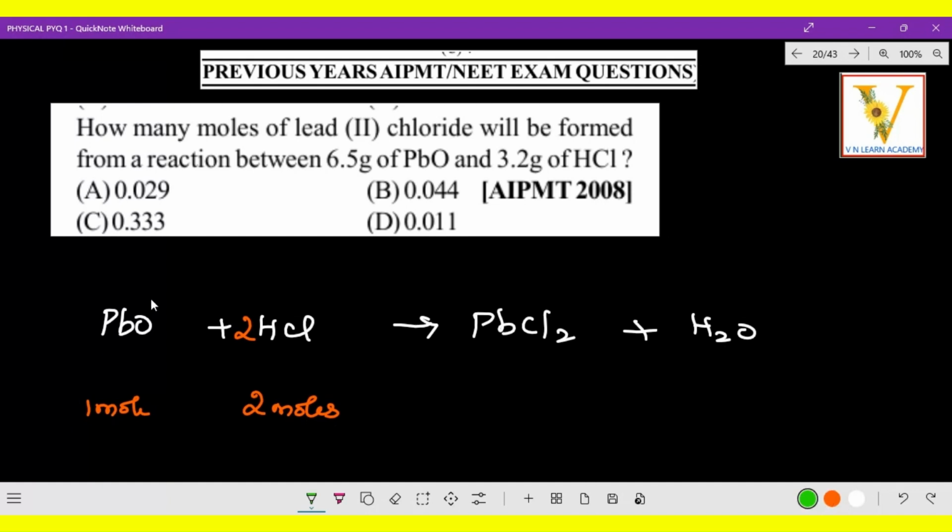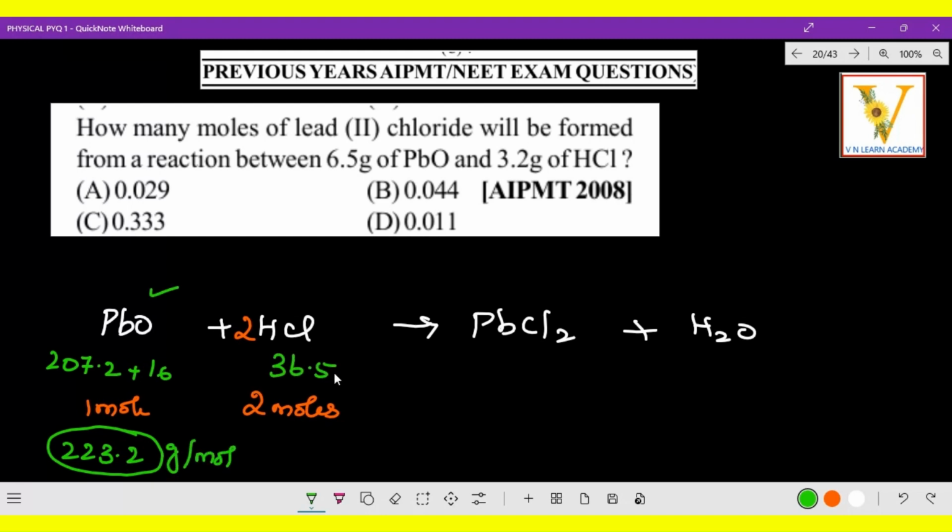Okay, now let me write the molecular mass. Because given mass they have given, molecular mass we will find out, then we'll go for number of moles. So Pb, how much is it? Actually 207.2 plus 16, so altogether 223.2 as the molecular mass of PbO. And of course HCl, you know very well, 36.5. This is gram per mole. This is also gram per mole. Right. Now number of moles, directly we'll go for it.